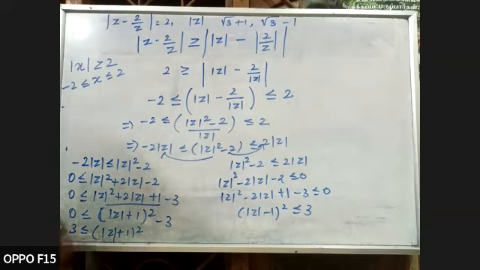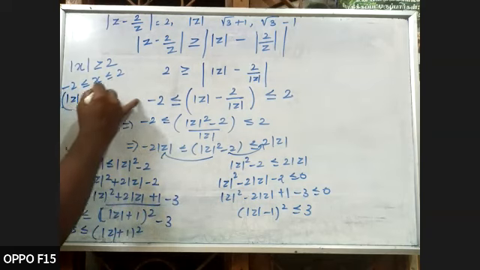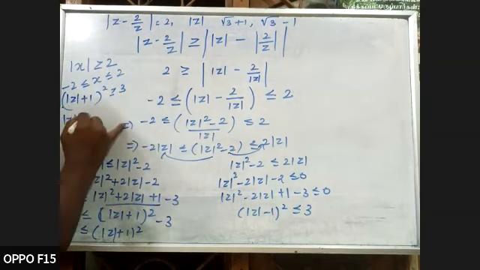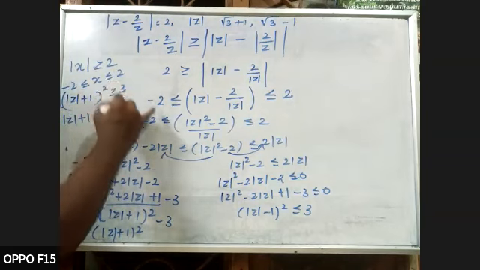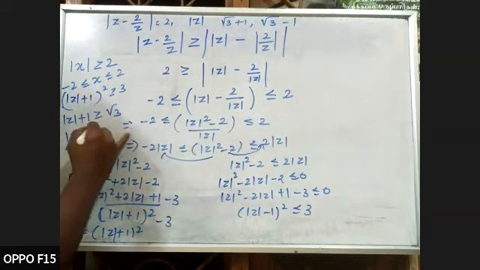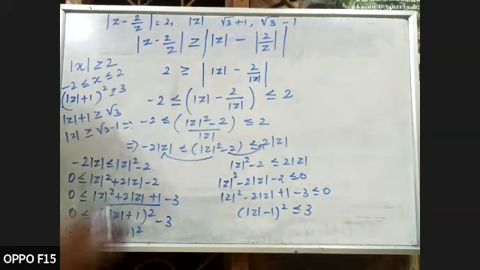இது அப்படியே உல்டா போட்டீங்கன்னா என்ன ஆயிடும்? Greater than ஆயிடும். Modulus of z plus 1 the whole square is greater than or equal to 3. எனக்கு modulus of z plus 1 அப்படின்னு தேவைன்னா greater than or equal to square root of 3. Modulus of z is greater than or equal to root 3 minus 1. சரிங்களா? Modulus of z is greater than or equal to root 3 minus 1.